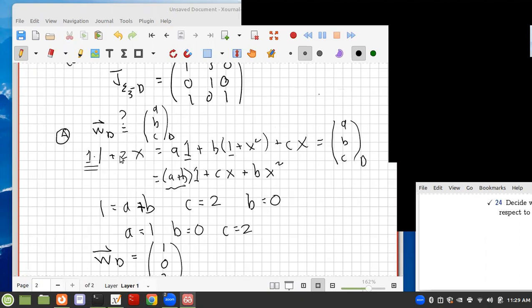So this equality means these two polynomials are the same polynomial. Therefore, the coefficients of 1, x, and x squared have to be the same. So if I rewrite this to be a plus b times 1 plus c times x plus b times x squared, I can equate them left and right.